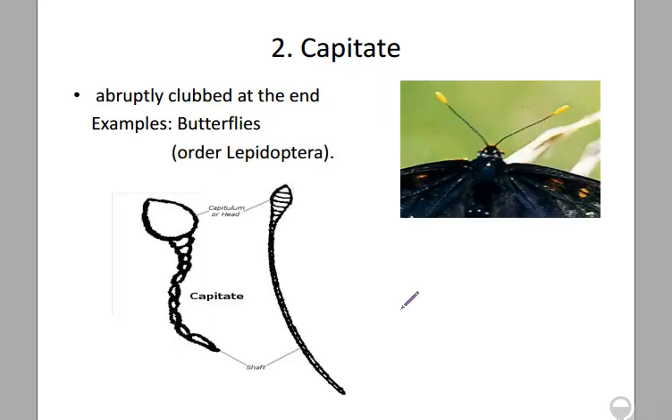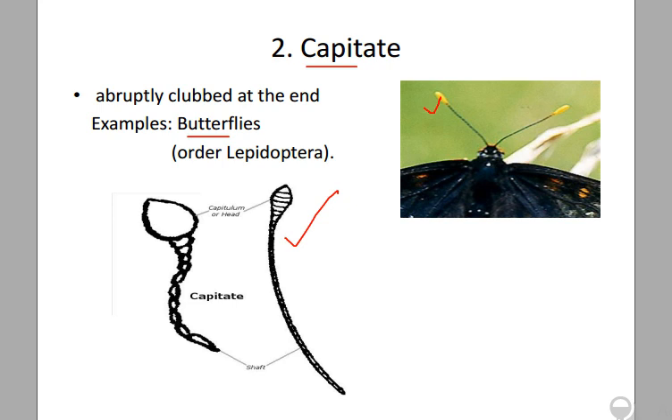The second type of modification is capitate, in which the antennae are clubbed at the end. An example is butterflies. From this figure we can see the antennae are clubbed at the end. This diagram clearly shows how these are clubbed at the end, and butterflies belong to order Lepidoptera. So this is the capitate type of modification in insect antennae.